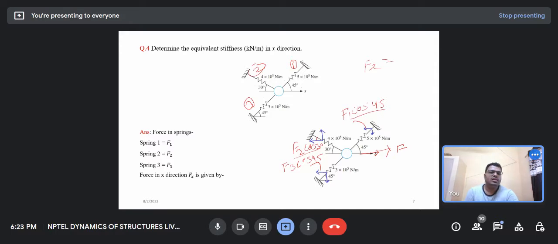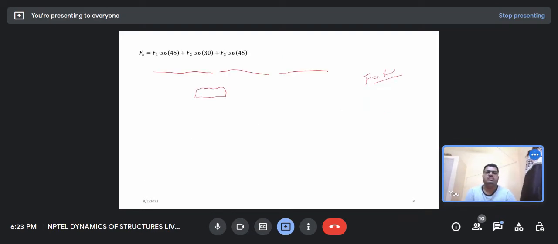The forces in these springs are at some angle, so we have to take the x component and the y component. Here, in the y direction we have not applied any force, so we are taking only the fx direction, and the component of each spring in the x direction would be the sum, like I have shown in this one. And the displacement in each spring would be the same, because this is a parallel combination.